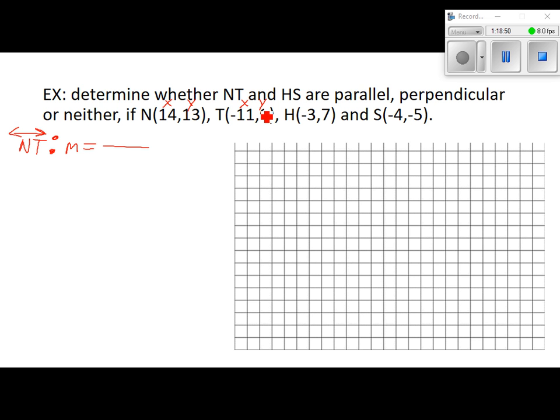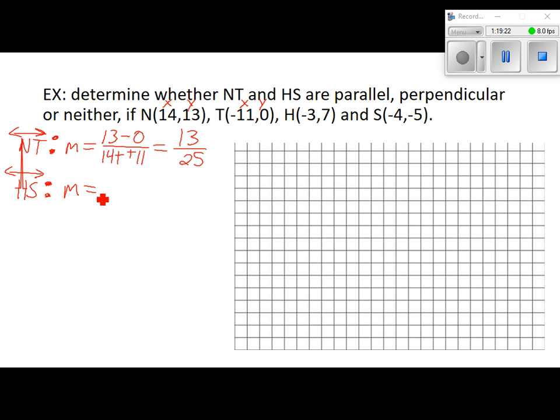We got to do our Y's on top. Our Y's are 13 and 0, so 13 minus 0. Then our X's would be 14 minus a negative 11. When we minus a negative, change it to plus. You end up with 13 over 14 plus 11 is 25. Then we look at the slope of line HS.